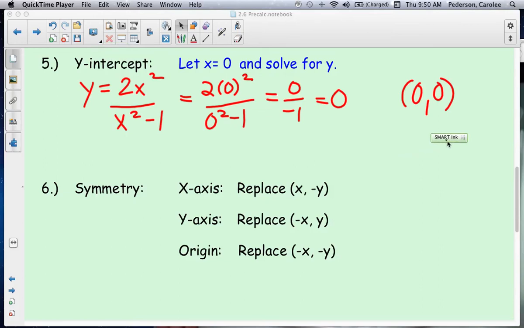Here is 2.6, day 1, part 2. We're going to next go out and see if there is symmetry in this problem. So here are the rules for symmetry. For x-axis symmetry, you replace the y with negative y and get the original function back. Then you have x-axis symmetry. And then you continue with y-axis symmetry test and then origin symmetry.